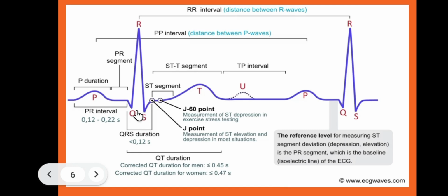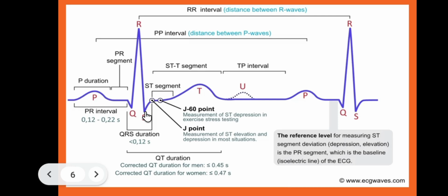The normal duration for our QRS complex is not more than 0.12 seconds. I repeat, not more than 0.12 seconds. That's around three small boxes in ECG strips. Now let's go to your ST segment.